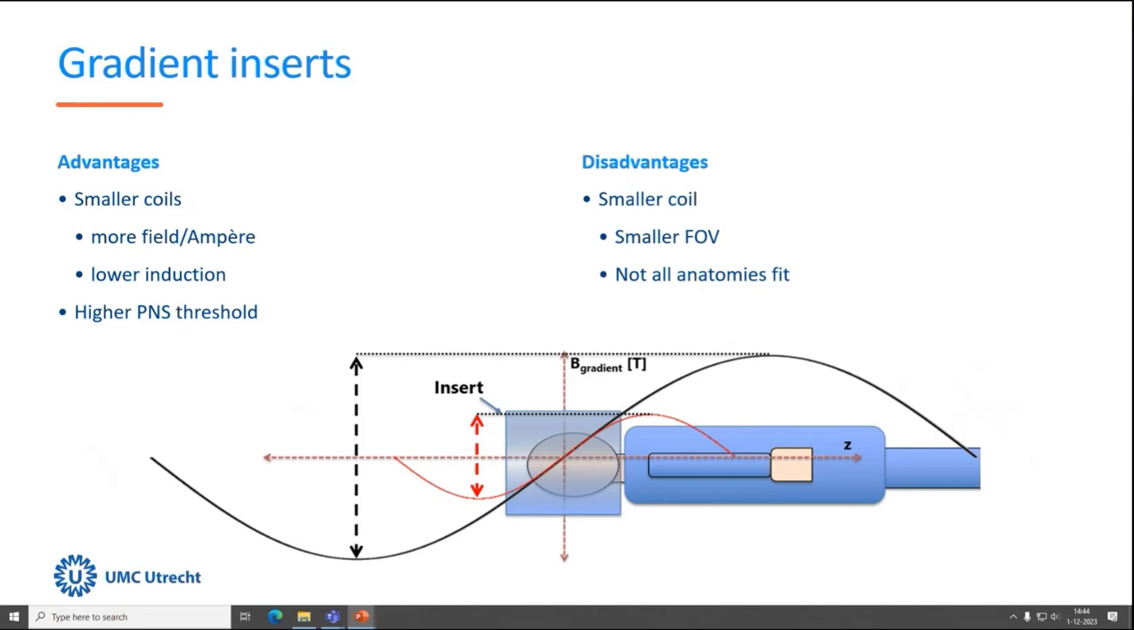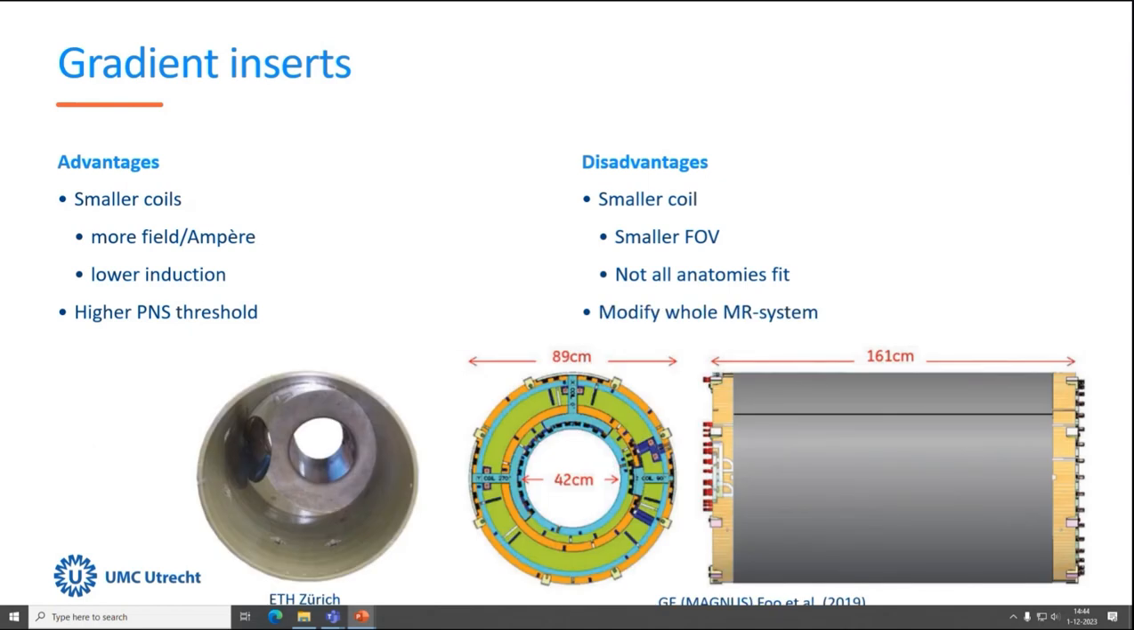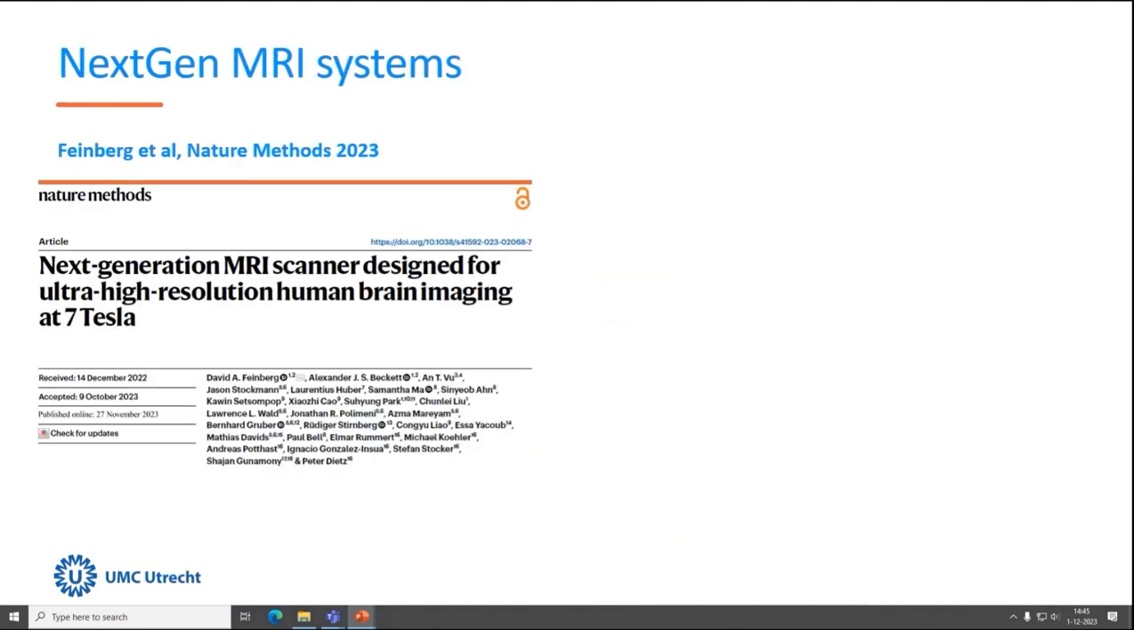The disadvantage, of course, is that a smaller coil means a smaller field of view, not all anatomies fit, and sometimes you have to modify your whole system in order to do this. Our friends in Zurich did a nice leg extremity coil. Boosman, GE also has a very interesting insert, very heavy. It takes almost a weekend to install it in the system. So that's not always practical, but it will really yield very nice results.